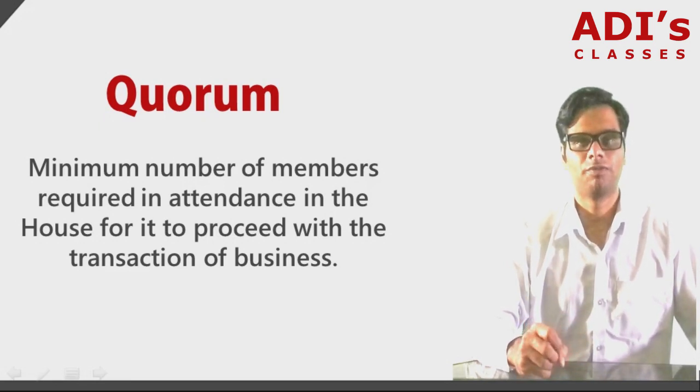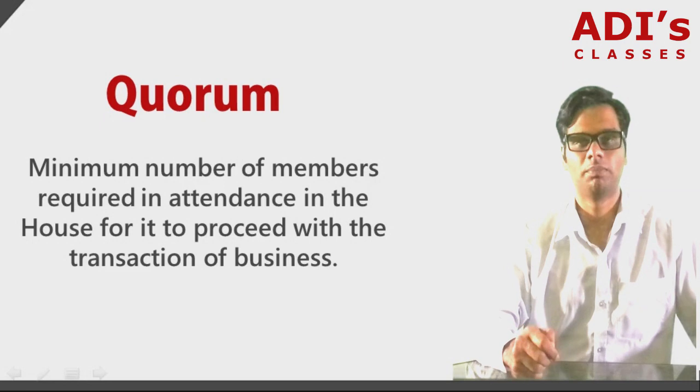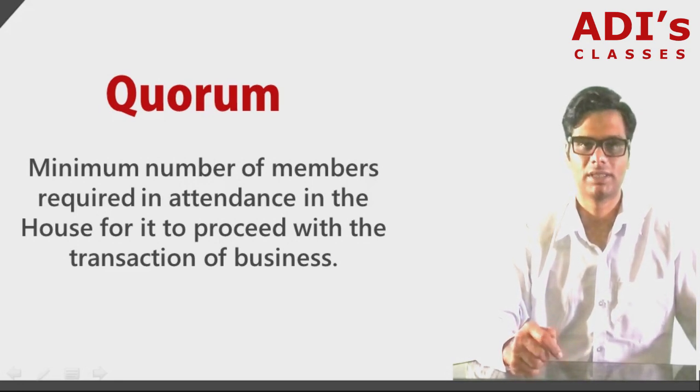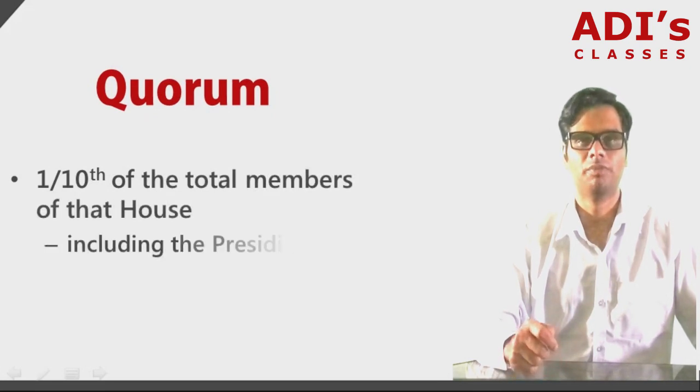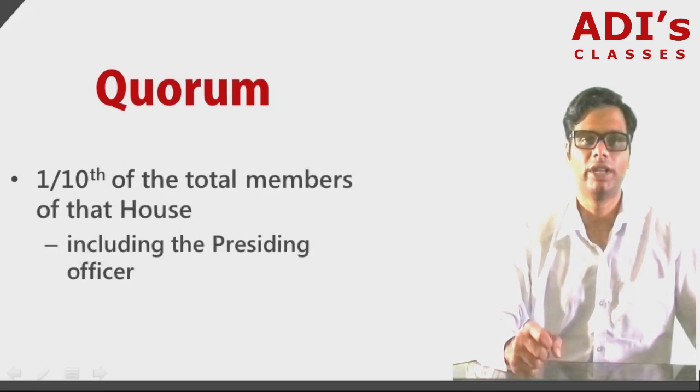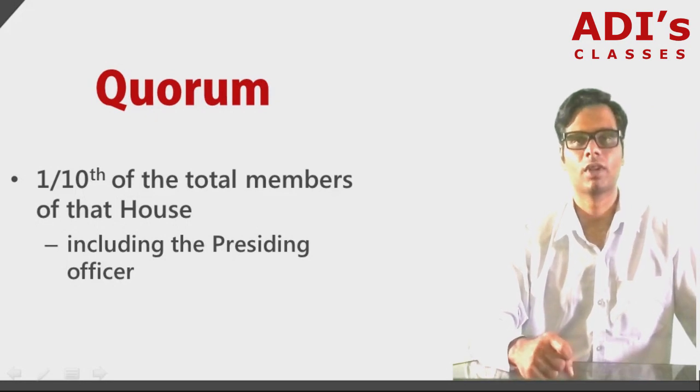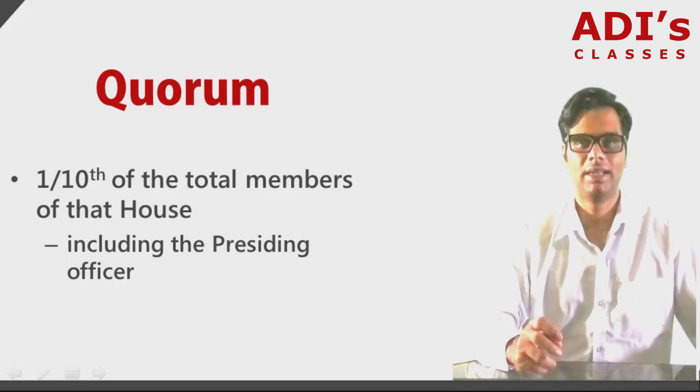This minimum number of members is known as quorum. It is the minimum number of members required in attendance in the house for the house to proceed with the transaction of business. The quorum in each of the houses is 1/10 of the total number of members of that house, including the presiding officer.